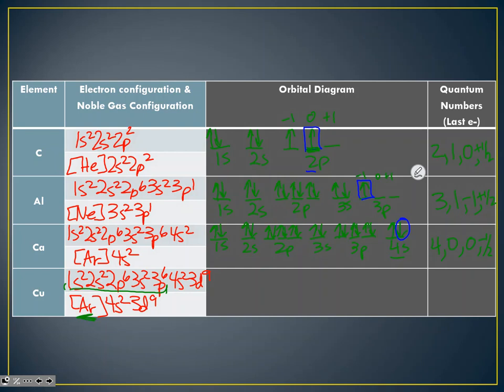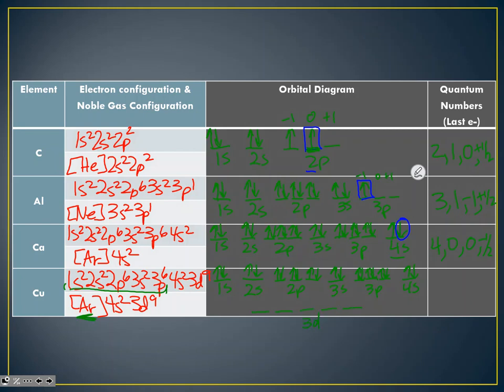Now for the orbital diagram. 1s, you might have to go below the line if you run out of space. 2s, that's easy. 2p, 1, 2, 3, 4, 5, 6. 3s. 3p, 1, 2, 3, 4, 5, 6. 4s. Now for the 3d. 1, 2, 3, 4, 5.